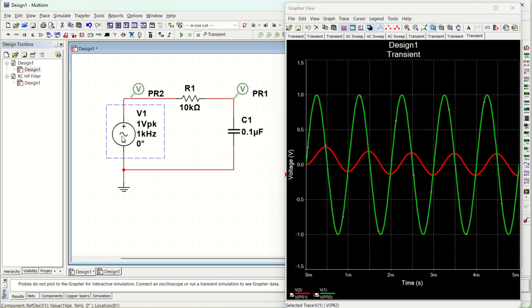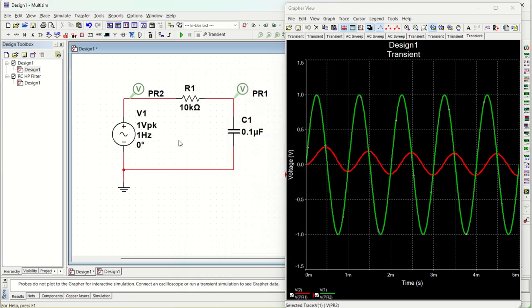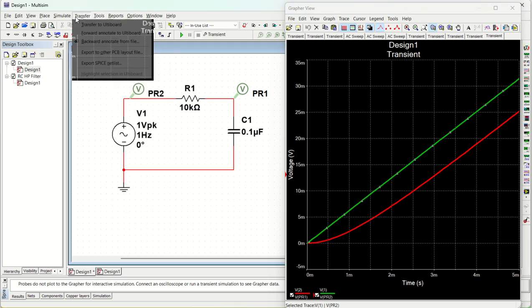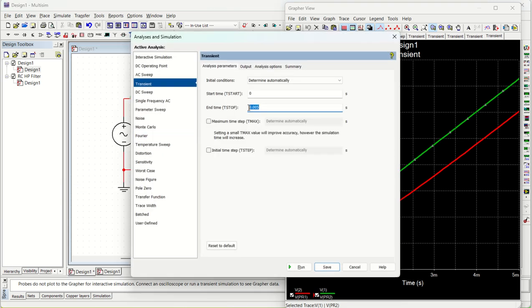So let us say I am going to change my input frequency to 1 hertz. Like a 1 hertz signal I am going to feed. So now my red signal will be passed very nicely. You can see it is going to pass, but I need to change the simulation time, because 1 hertz is 1 pulse per second, right? So I'll have to go to simulate, analyze, and change it to, let us say, 5 seconds.